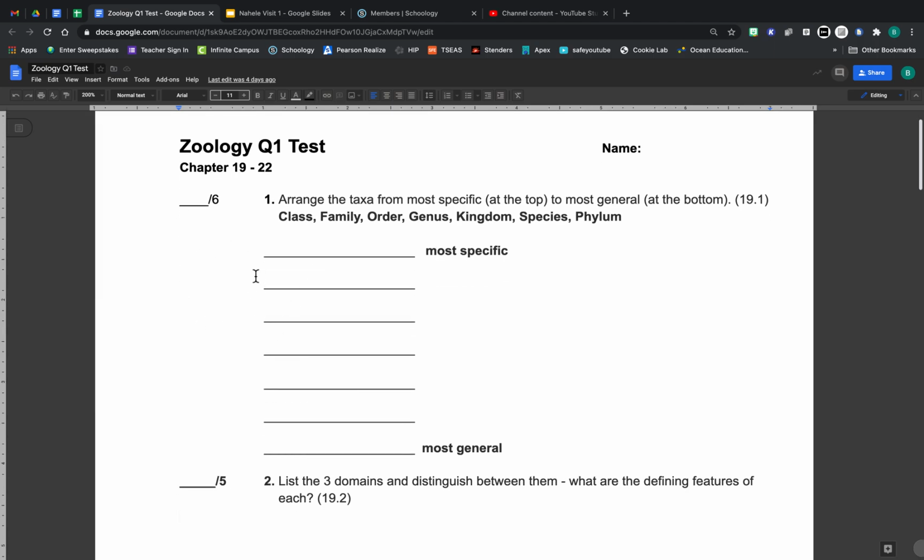Okay, so just to briefly go over this, this question here, I'm asking you to list these taxa in the order of most specific at the top to most general. So most specific is the most zoomed in, so we're starting with species up at the top and then getting broader and broader to most general. So the answers here should be species, genus, family, order, class, phylum, kingdom.